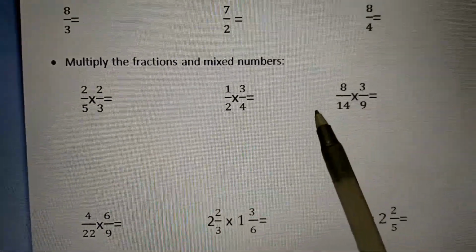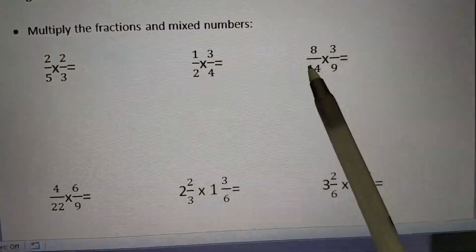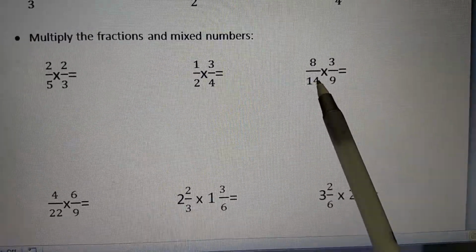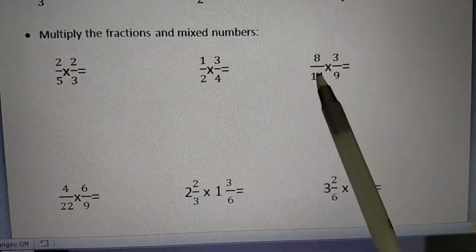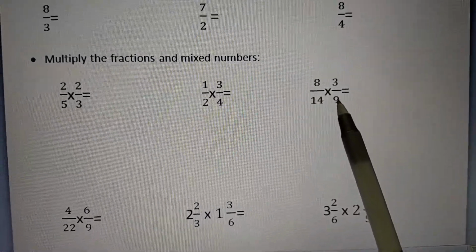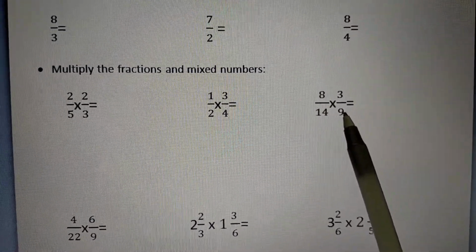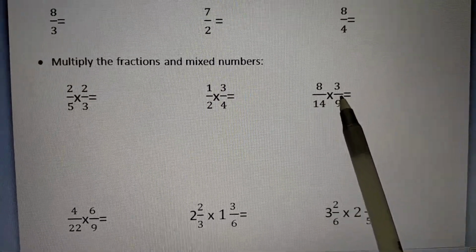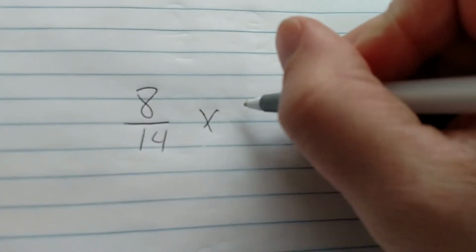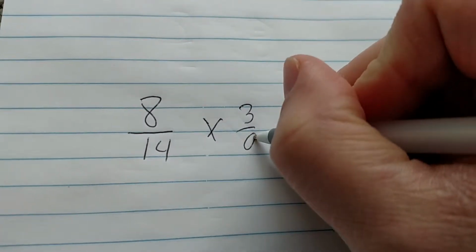This one, I tell the kids whenever they see numbers they can't multiply in their heads, there's probably somewhere they can simplify. So like 14 times 9, most of the kids realize they can't do that in their head. So there's probably somewhere they can simplify. So we have 8/14 times 3/9. I'll do that one over here quickly, because the majority of the kids know this process. They just sometimes don't see the simplifying in there. And I always tell them, if the numbers are big, there's probably some simplifying somewhere.